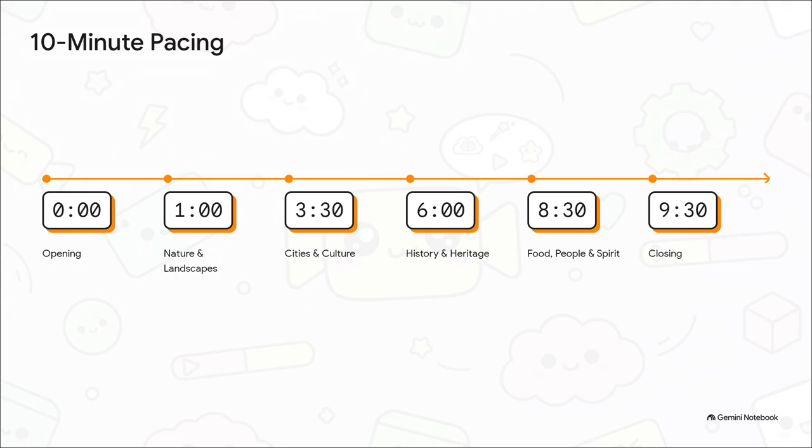We go from the opening to a block dedicated entirely to nature and landscapes at the 1-minute mark. Then at 3:30, it shifts beautifully to cities and culture. At 6, we dive into history and heritage, followed by food and people at 8:30, and finally a dedicated closing block at 9:30. This rigid timeline absolutely prevents the AI from meandering. It forces a logical progression, taking us from wide natural landscapes into bustling cities, deep history, and finally intimate culture.